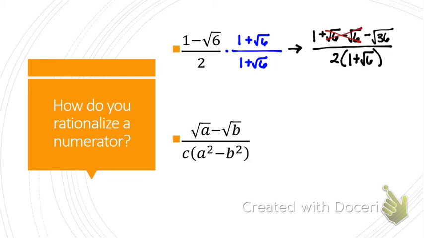These guys are going to cancel, and I know that this simplifies, right? Square root of 36 is what? 6. This is where I thought you were going, and this is why I was a little bit confused. So I've got 1 minus 6 in my numerator, basically.